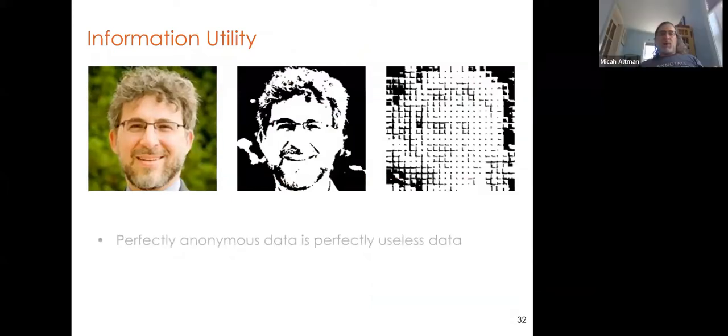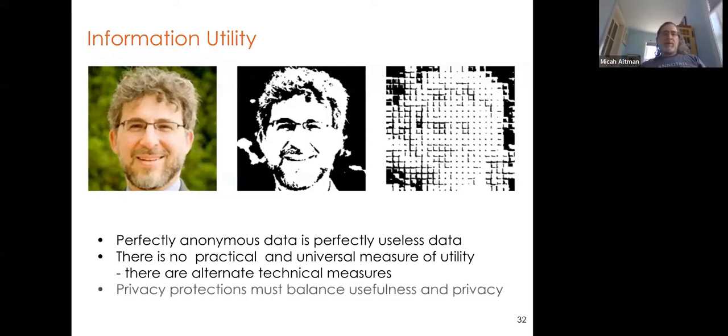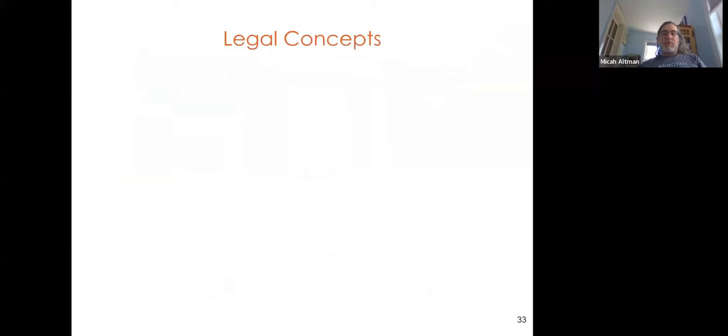Of course, there's a trade-off between information utility and privacy. Perfectly anonymous data is perfectly useless data. While there is a very formal way of describing the information privacy that you lose, in terms of the posterior log odds of how much more you're changing the distribution of belief over somebody's properties, there's no single definition of utility. You can talk about mean square, or you can measure these trade-offs, but this will vary from case to case. And so privacy protections always balance usefulness and privacy.